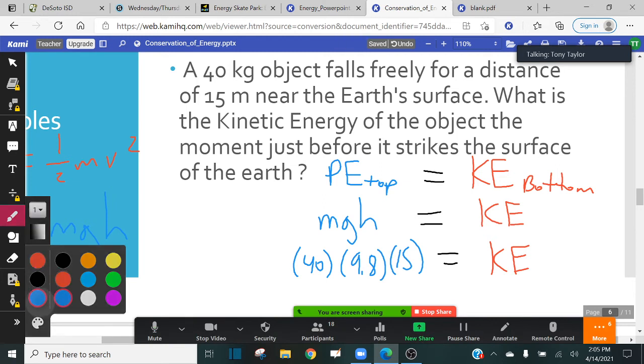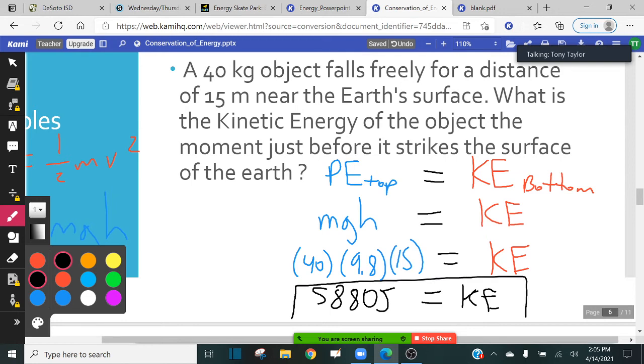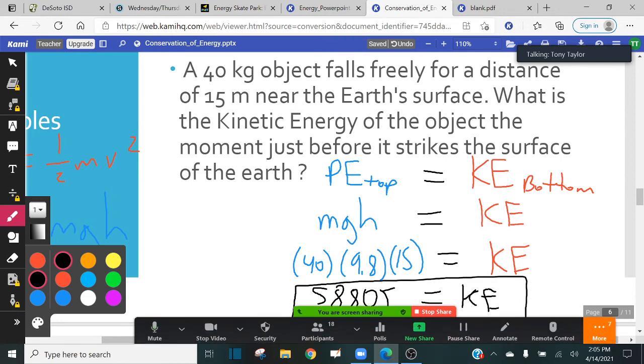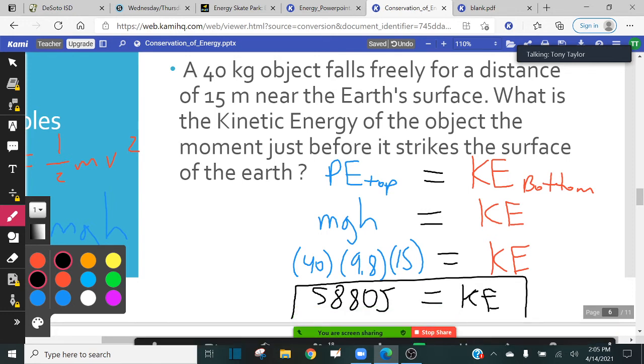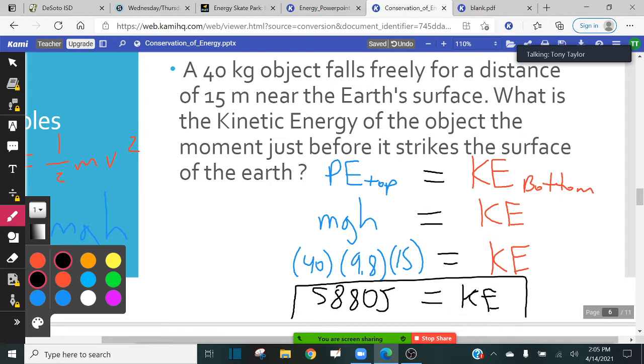Thank you, Stephanie. So that means by the time we reach the very bottom here, this object has 5,880 joules of kinetic energy. So that's how we do that first one. And of course, we were able to solve that because they gave us all the information to calculate the potential energy at the top, which, since we know the potential energy at the top, we were easily able to find the kinetic energy at the bottom.